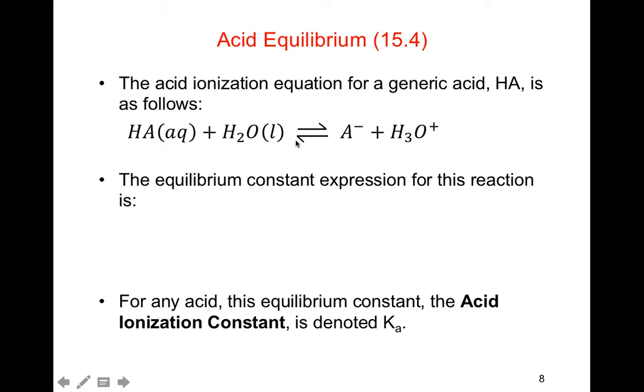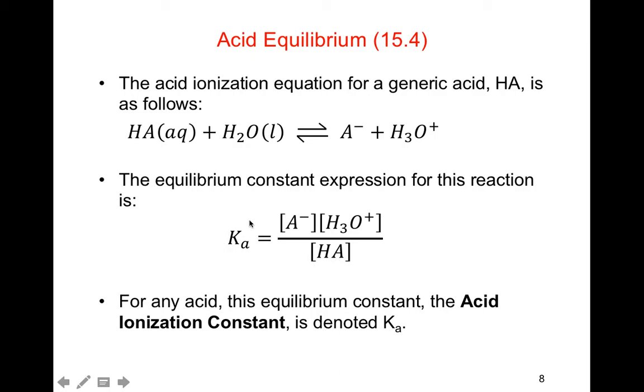And so this is just like what we're doing in chapter 14. It's going to be the concentrations of the products divided by the concentrations of the reactants. Of course, because water is a liquid, we'll leave it out. It'll have a value of 1. And so this would be the equilibrium constant expression for this reaction. And so the only difference between different acids will be what is the conjugate base and what is the exact acid.